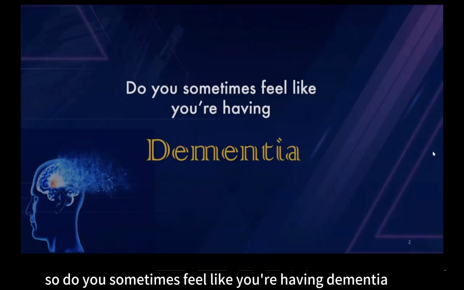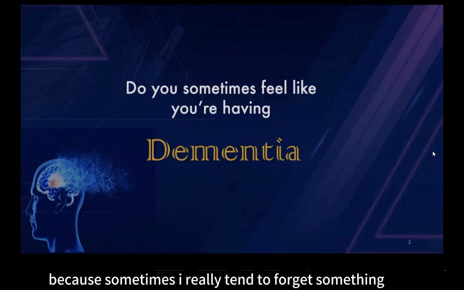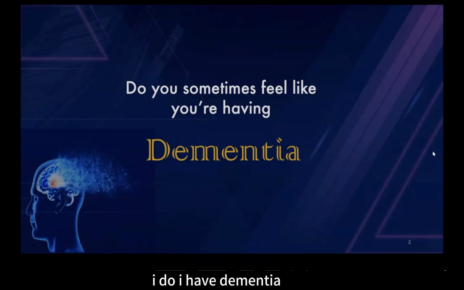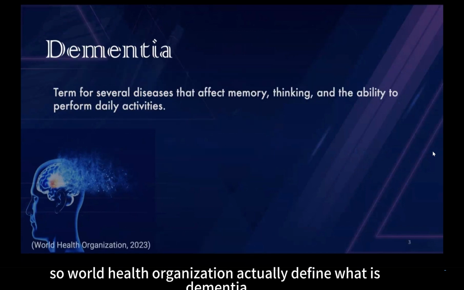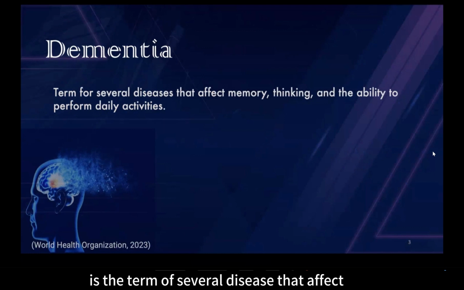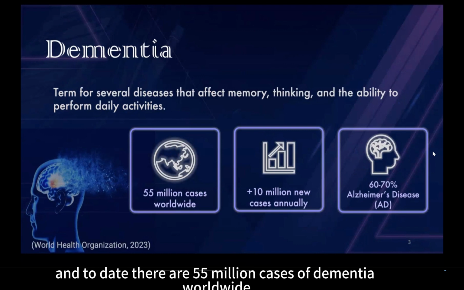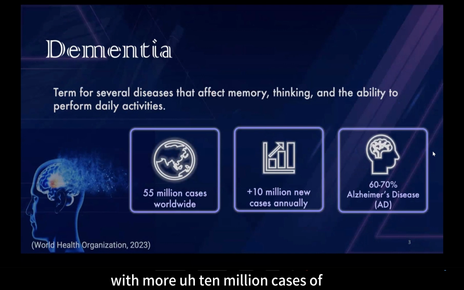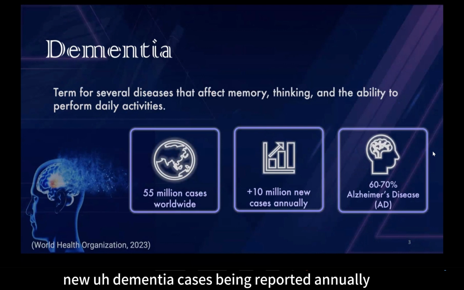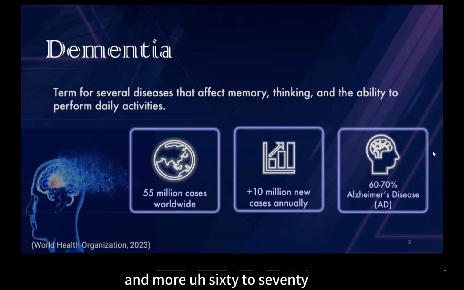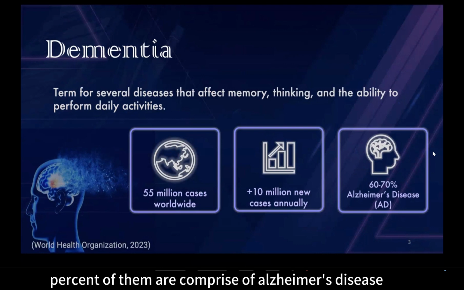Do you sometimes feel like you're having dementia? Because sometimes I really tend to forget something. So sometimes I feel like, do I have dementia? The World Health Organization actually defines what dementia is. It's the term for several diseases that affect memory, thinking, and ability to perform daily activities. To date, there are 55 million cases of dementia worldwide, with more than 10 million new cases being reported annually, and 60 to 70% of them are Alzheimer's disease.